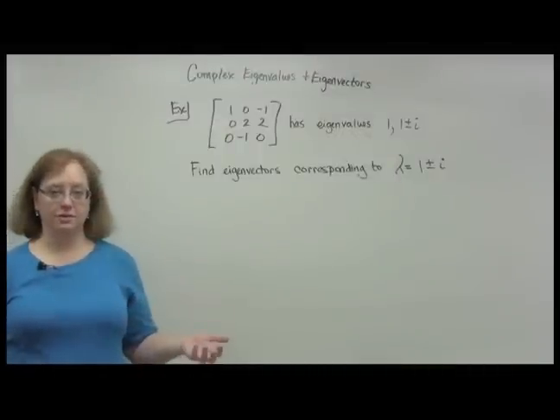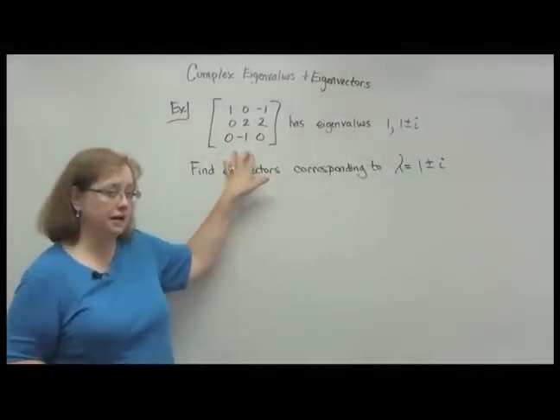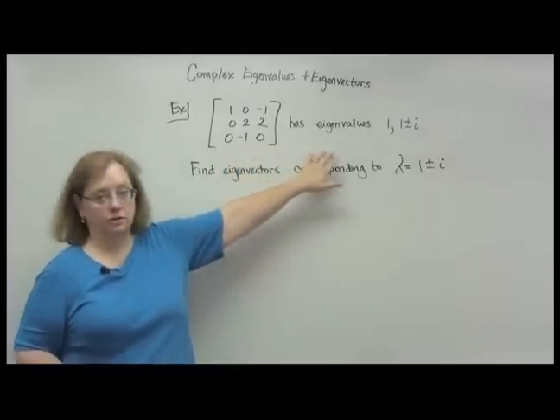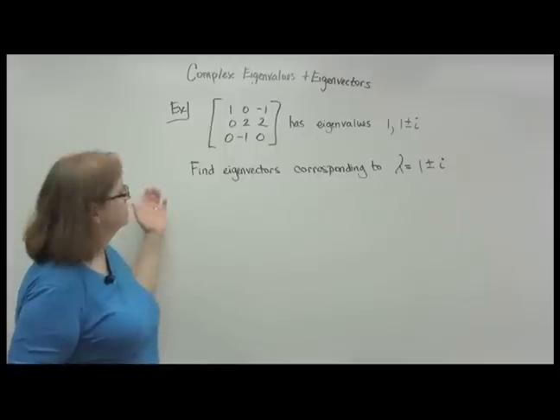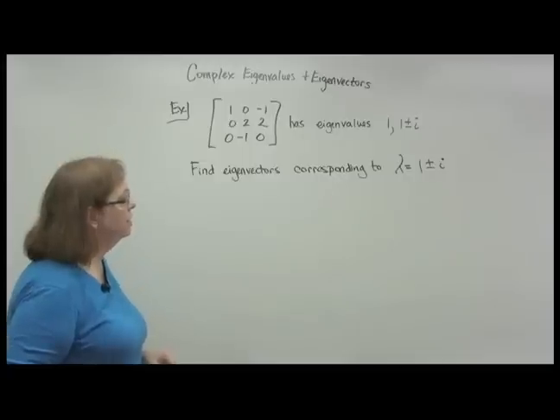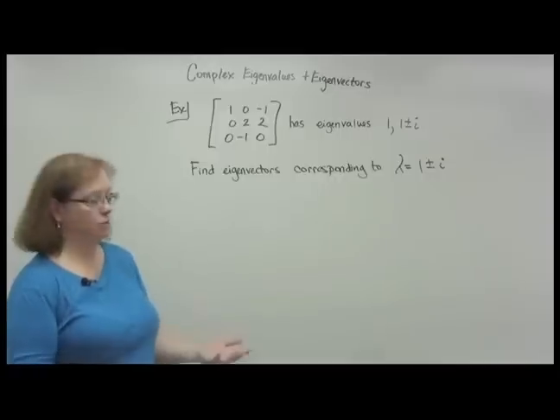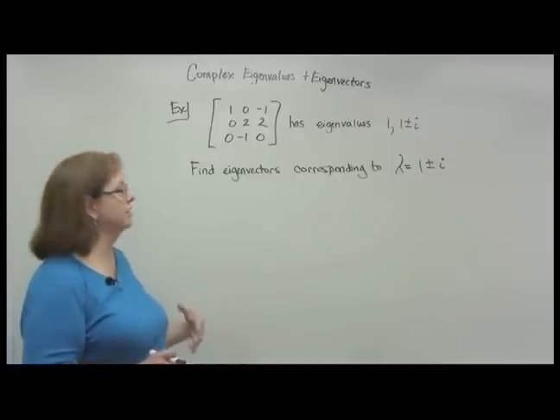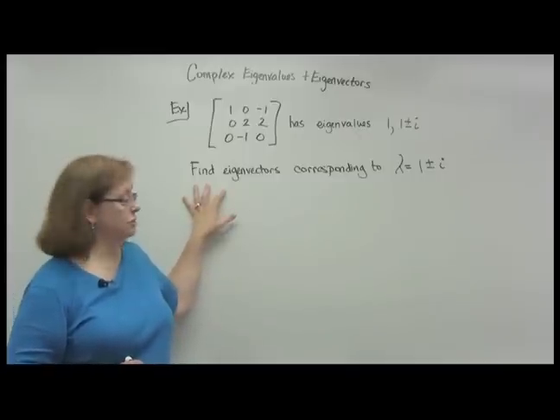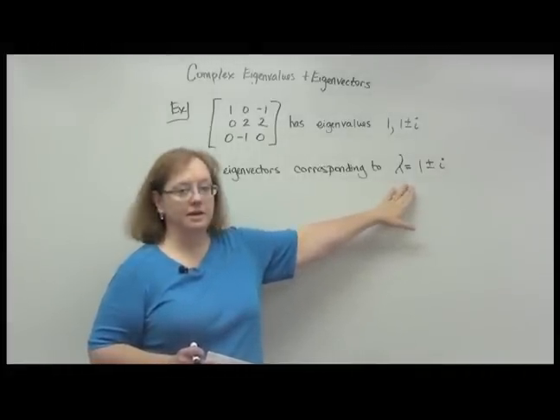All right, so let's take another look at this example. This was back from section 4.3, right at the end of the lecture. I gave you this matrix, and we found the eigenvalues. The eigenvalues for the matrix with first row 1, 0, negative 1, second row 0, 2, 2, third row 0, negative 1, 0, were 1 and 1 plus and minus i. If you don't remember how to find those, go back to the end of lecture 4.3. Let's say now that I want to find the eigenvectors for the two complex eigenvalues, 1 plus and minus i.